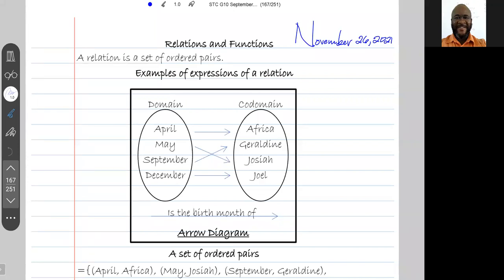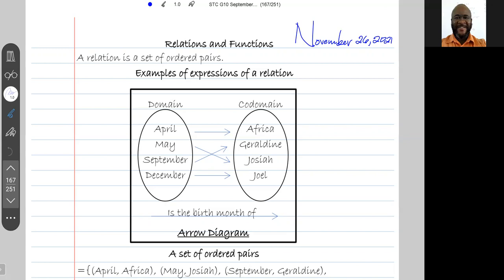The diagram that you're seeing in front of you is called an arrow diagram. And this is an example of a relation. The relation that is displayed here is the birth month of. So the values on the left are called the domain, and the values on the right are called the codomain.